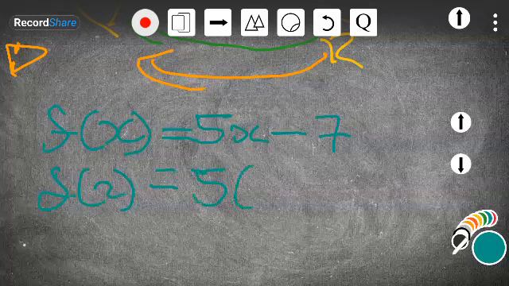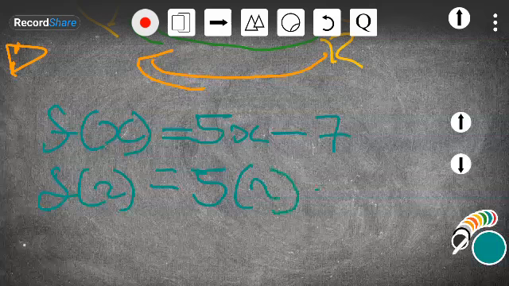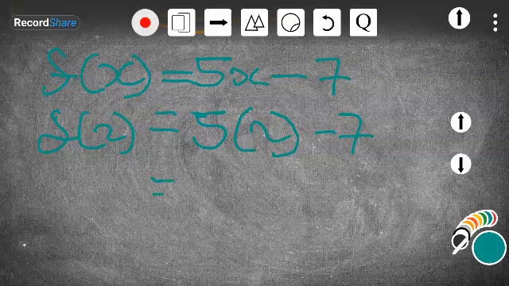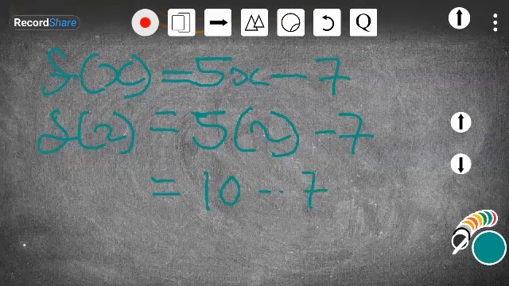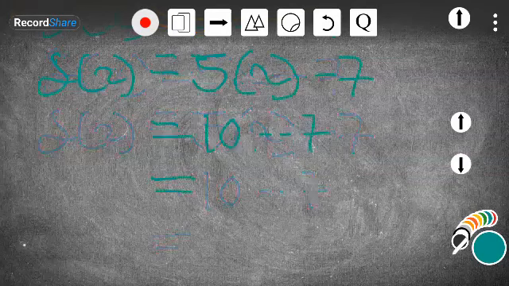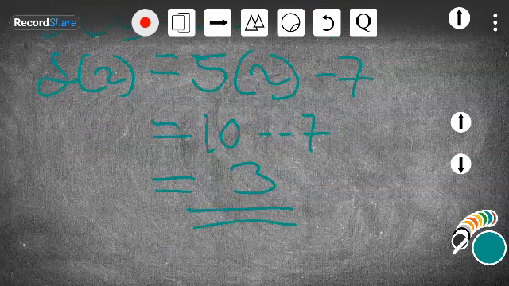5 open bracket 2 minus 7, which will give us 10 minus 7, which will give us the final answer of 3. So this is our f of x, our function. Now our inverse.